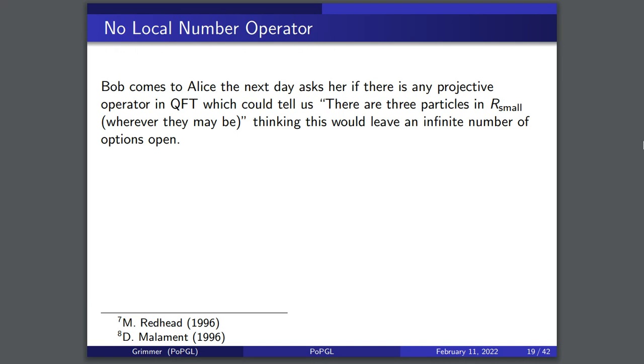So Bob then comes to Alice the next day, and he asks her, is there a projective operator in QFT which could tell me there are 3 particles in R small, wherever they may be? And he thinks maybe this would leave an infinite number of options open and get around that algebraic infinite rank issue that I've mentioned.